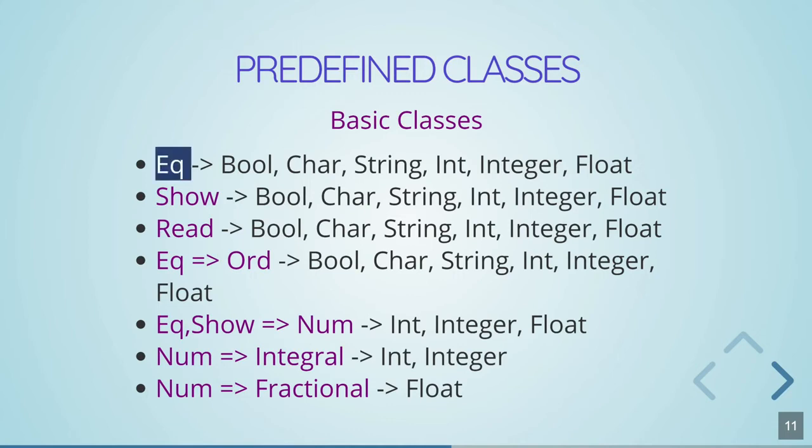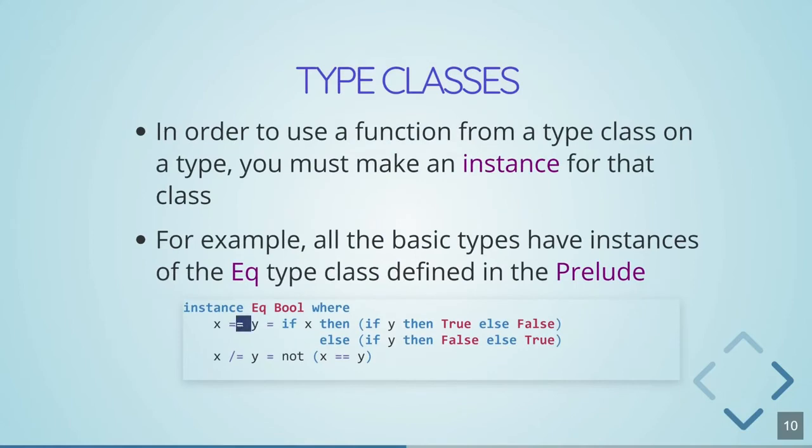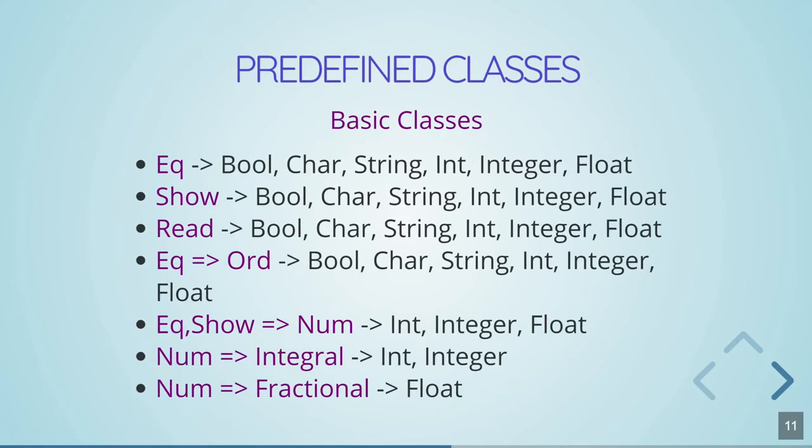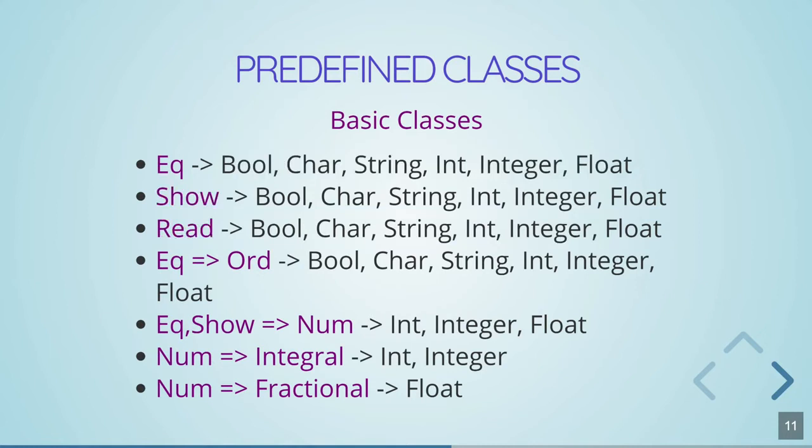So you don't have to make definitions for it. That means you can use this double equals operator and this does not equals operator with any of these types. And there's some other types like show, read, which we don't really need to worry about for now. And then there's even more complicated types that actually depend on the other type classes.